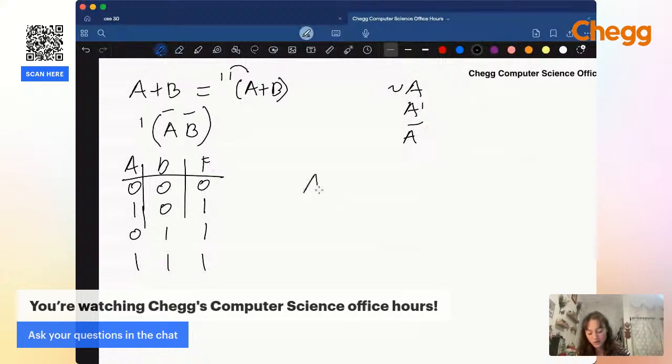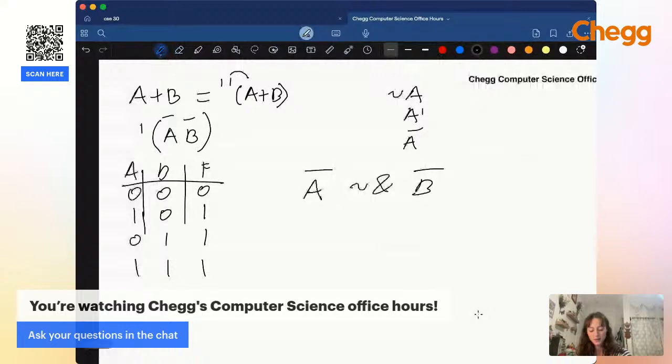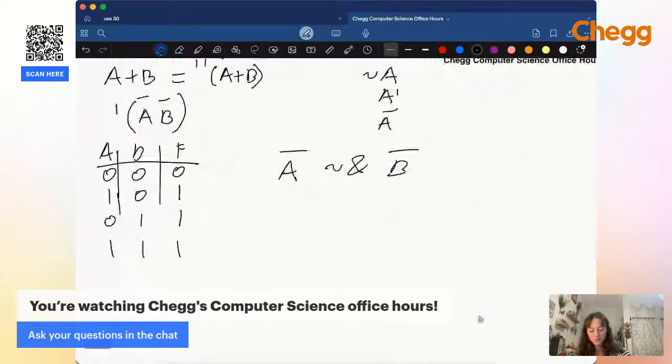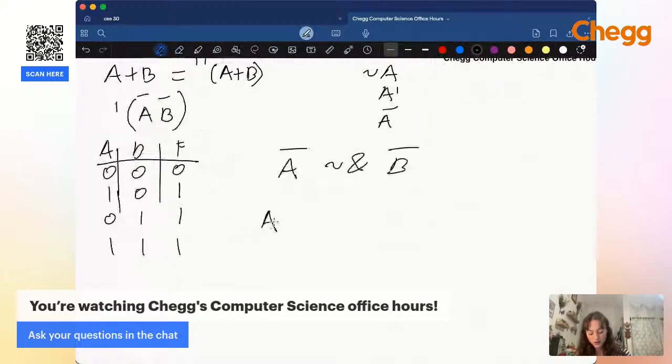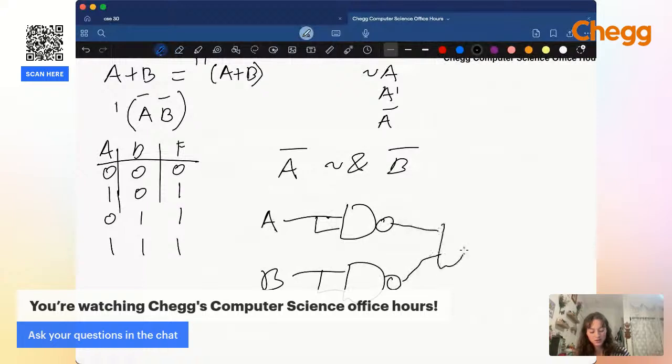So this is already a NAND, right? So we do NOT A NAND NOT B, right? And we already learned how to make a NOT gate up here with a NAND gate. So what we can do is take A, we NAND it with itself, which does a NOT, and we do the same thing with B, and then we NAND those.